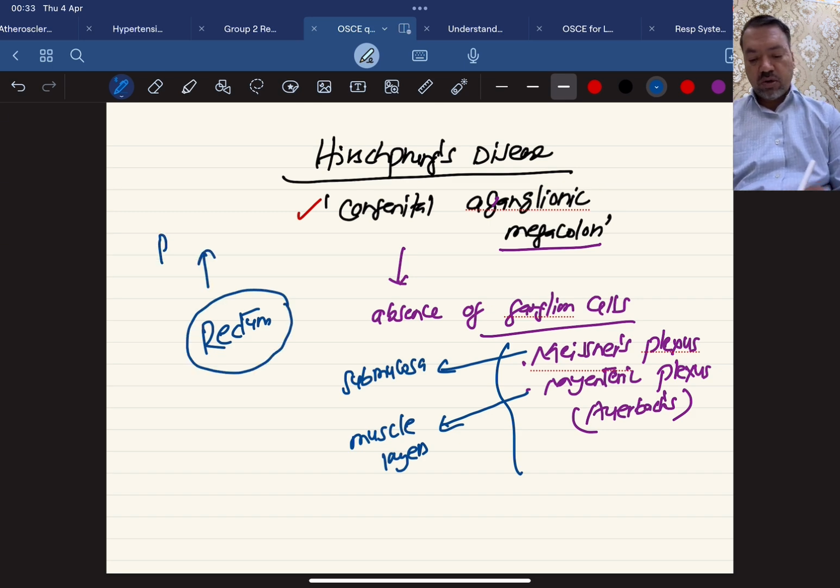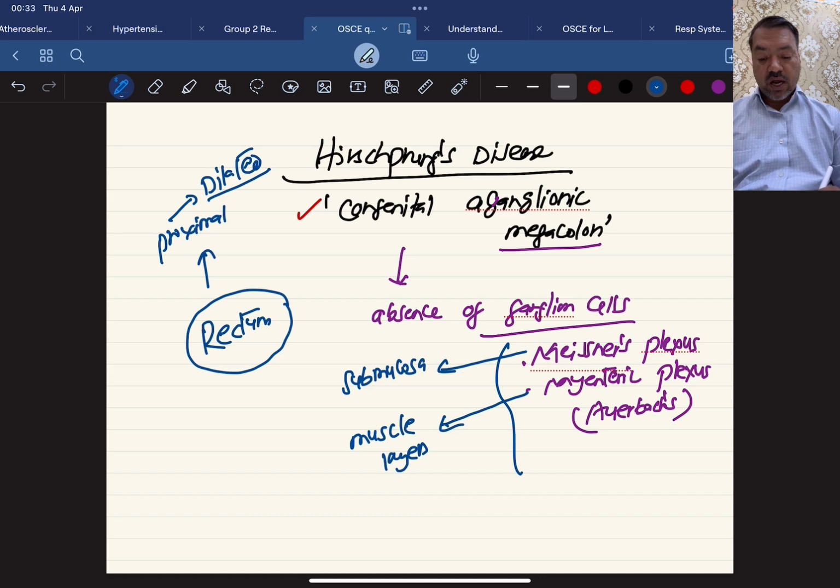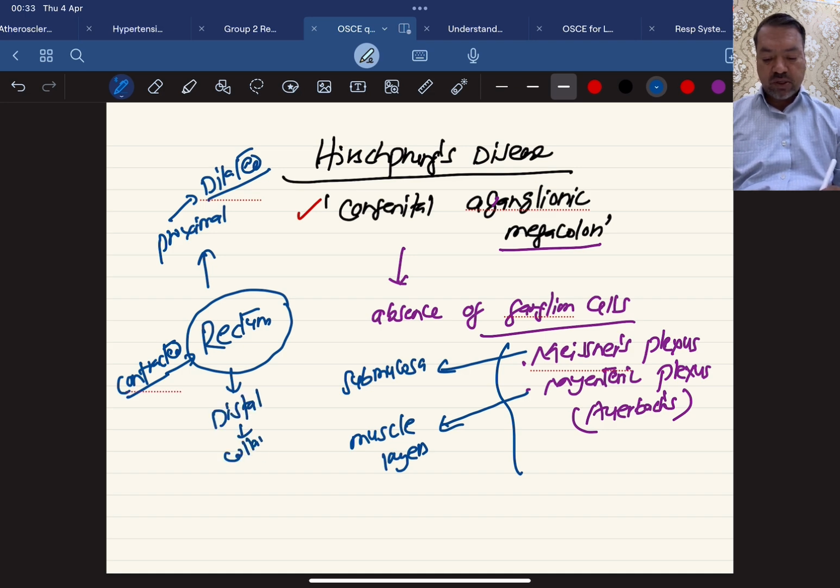So the part proximal to the rectum is normal but will be hugely dilated, and the rectum is the affected part, so of course it is contracted, and this part acts like an obstructed segment, and below this, the distal segment will be collapsed.